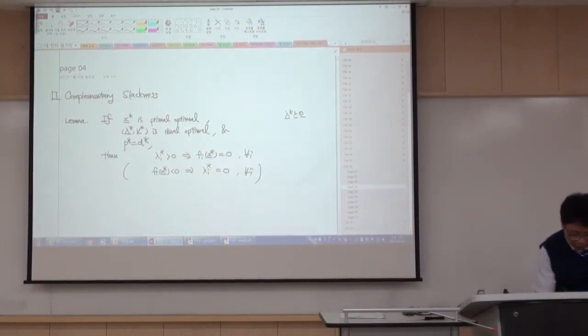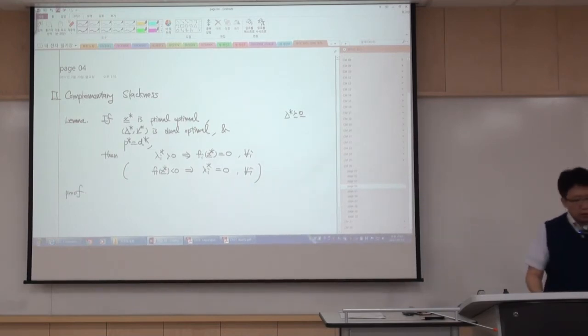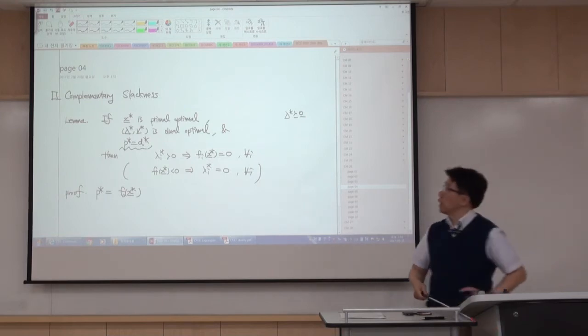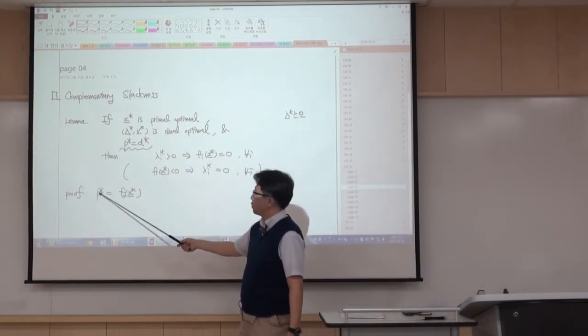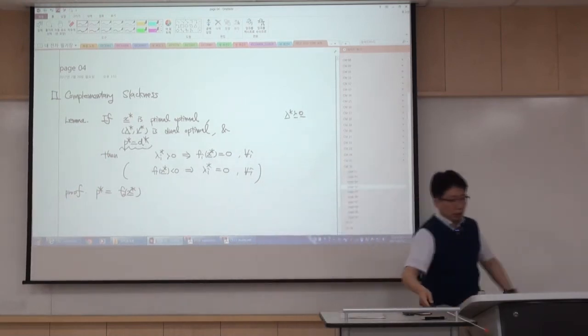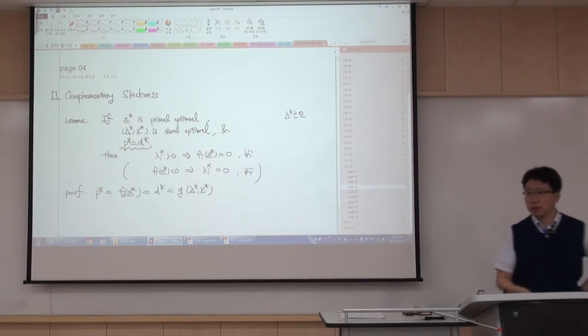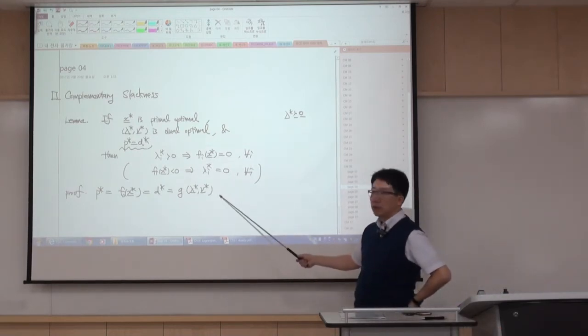Now let's prove this lemma. And this is also confusing. So we start from this one. p star equals what? By definition, that is the min of f0, but actually that is f0 of x star. Am I right? Because x star is primal optimal, so p star must be f0 of x star. And this is equal to d star, what is that? That is g of lambda star, nu star. Am I right? So far, so good.